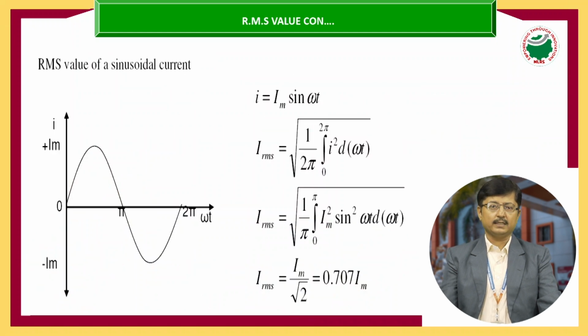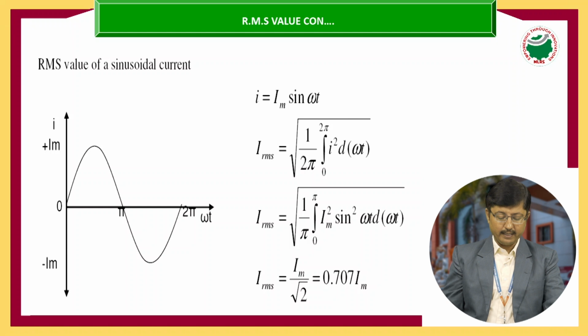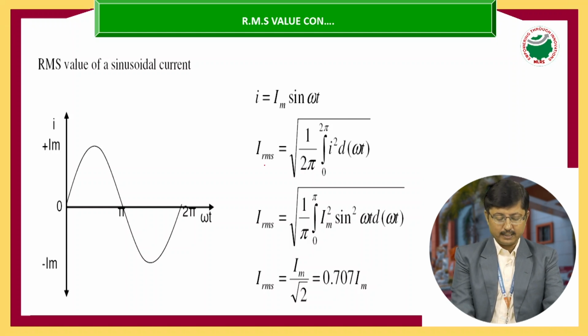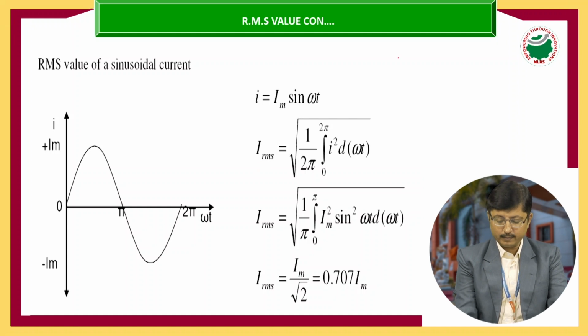Now let us see the next one, the RMS value of a sinusoidal current. In this waveform, if you want to calculate the RMS value of AC current, as per our general expression, XRMS is nothing but IRMS. So here I am writing the general expression.